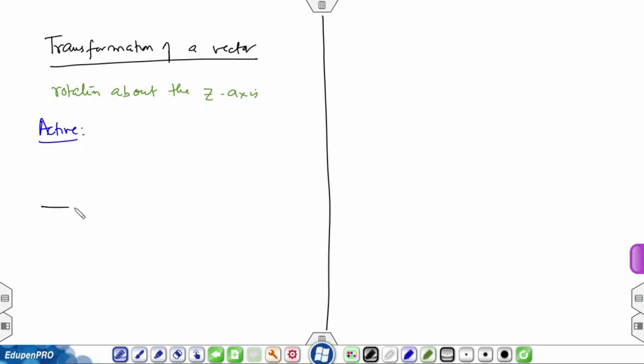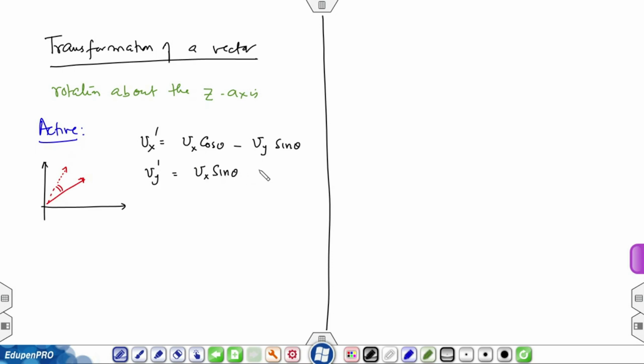So, if I just make a picture and a vector, I have rotated the vector by an angle theta. It is as if the coordinate axis has been rotated by minus theta. So, in this case, V x prime will be equal to V x cosine theta minus V y sine theta, and V y prime will be V x sine theta plus V y cosine of theta. Passive I have already written.